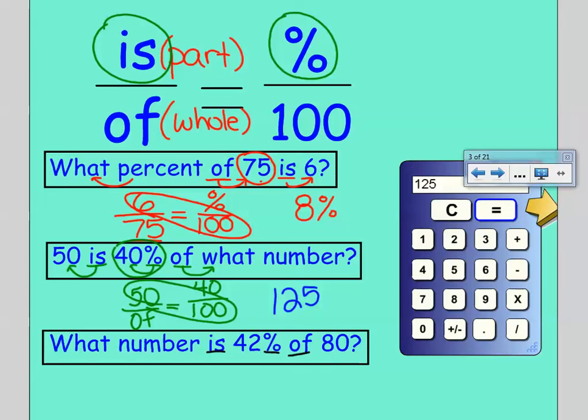Now, if you notice, 42 is right in between the word is and the percent sign. But 42% is what it actually says in the problem. So the percent sign matches with the number 42 and the word of matches with the number 80. Again, if you're matching things up and all of a sudden you're left with a number that doesn't have a word next to it because you matched things up wrong, go back and try matching them up again.